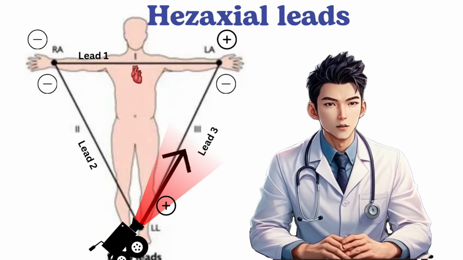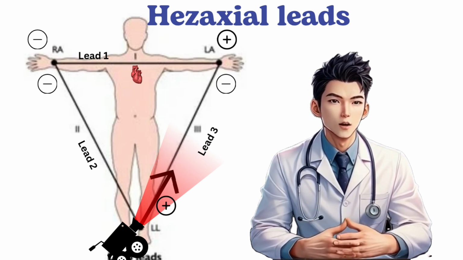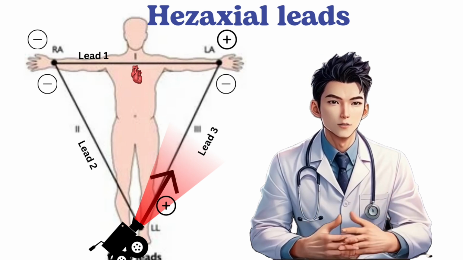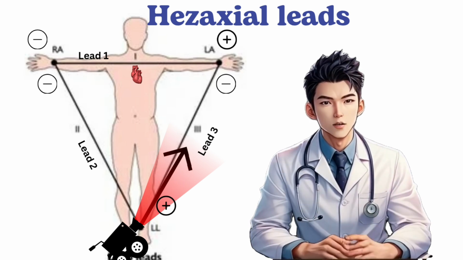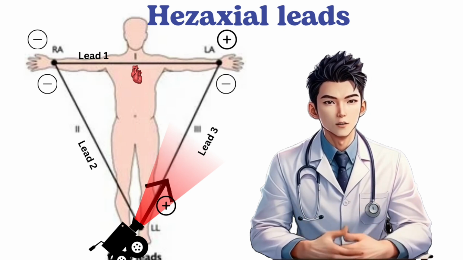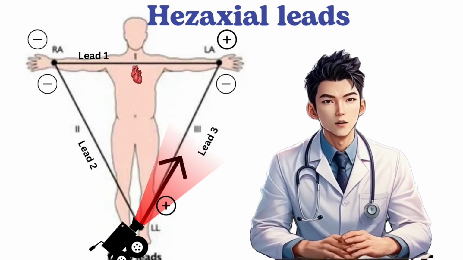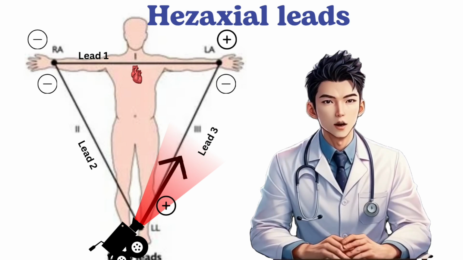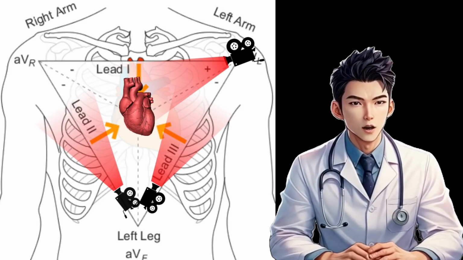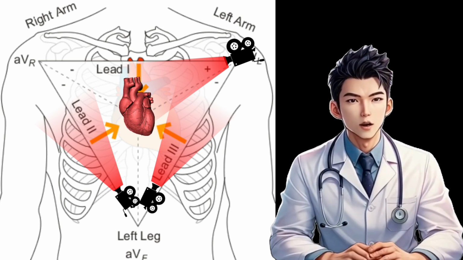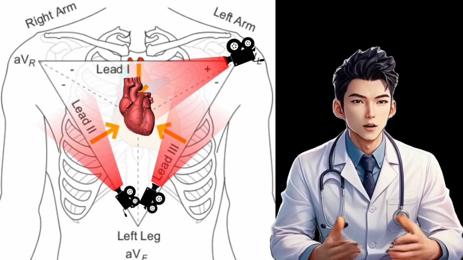Coming to lead 3, in lead 3, we place the positive electrode on the left foot of the patient, and the negative electrode is placed on the left arm of the patient. So we are capturing another angle to look at the heart from positive to negative. The positive electrode acts as a camera. So this is how lead 1, 2, 3 are placed, and these are placed at different locations, and they are looking at the heart from different angles.